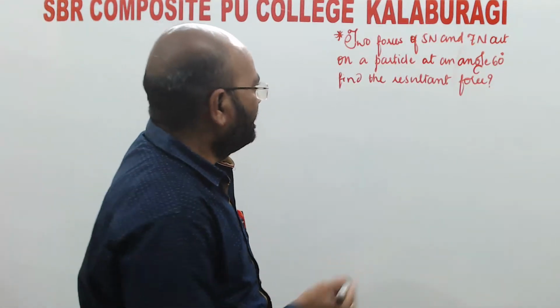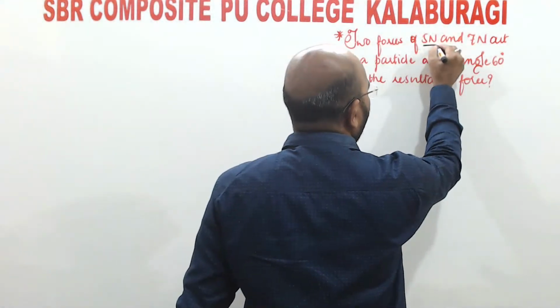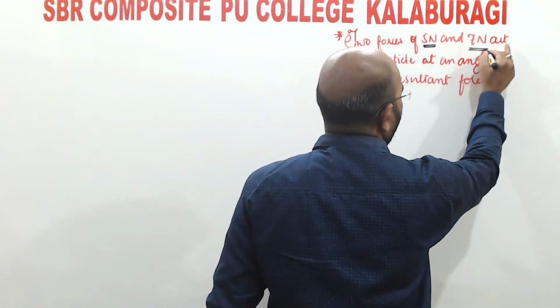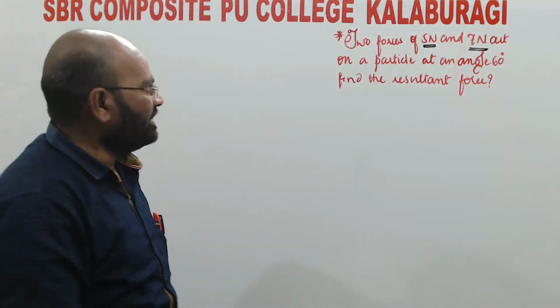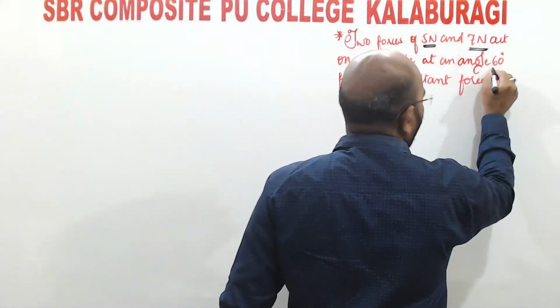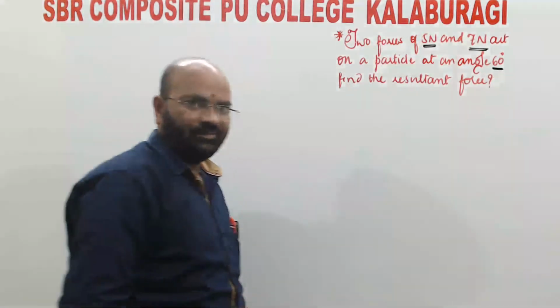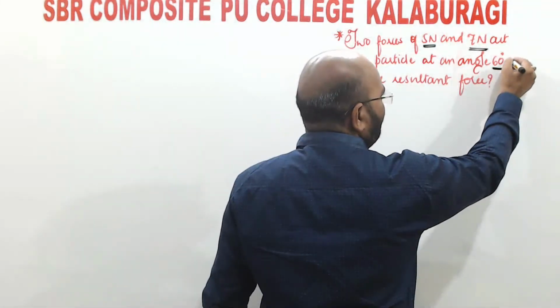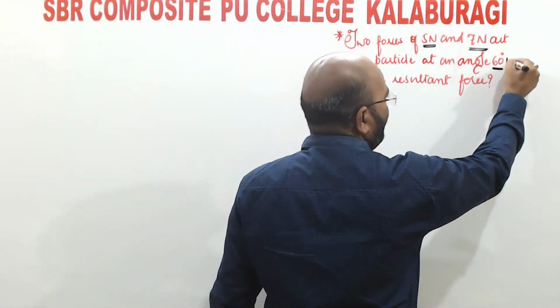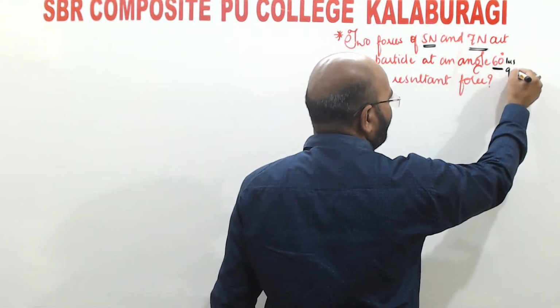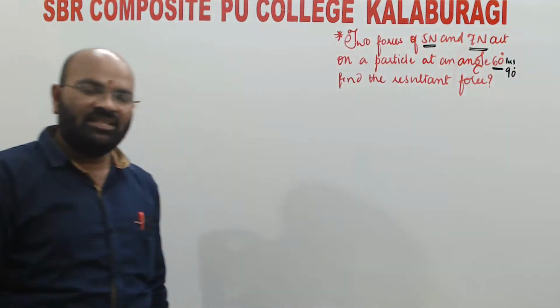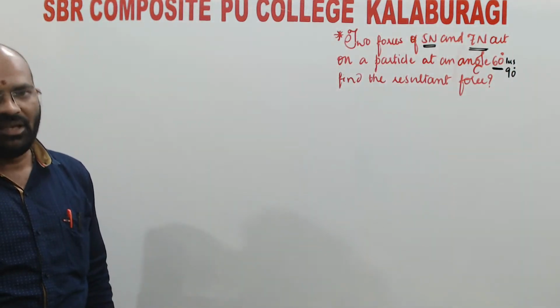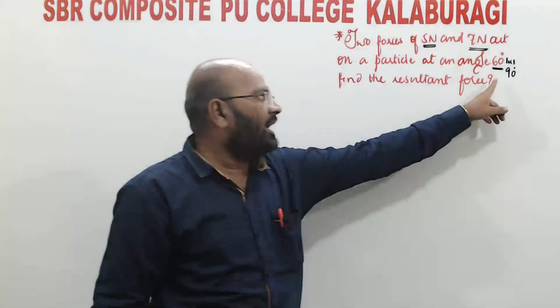For example, see how many forces are given here? Two forces. Say this is 5 Newton and 7 Newton, and the angle between the two vectors is given as 60 degrees. The angle given between the two vectors is how much? 60 degrees. It means the angle is always less than 90 degrees. Less than 90 degrees means an acute angle will be formed between the two vectors.